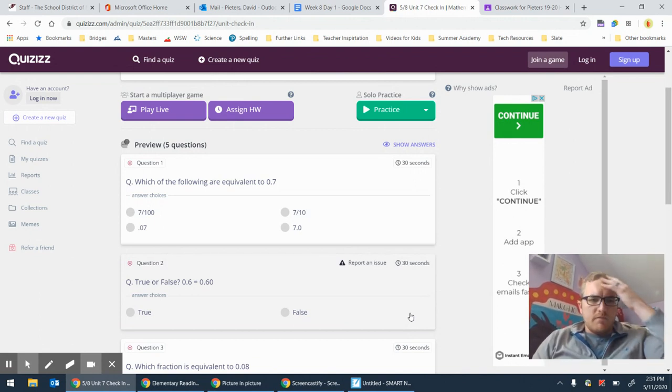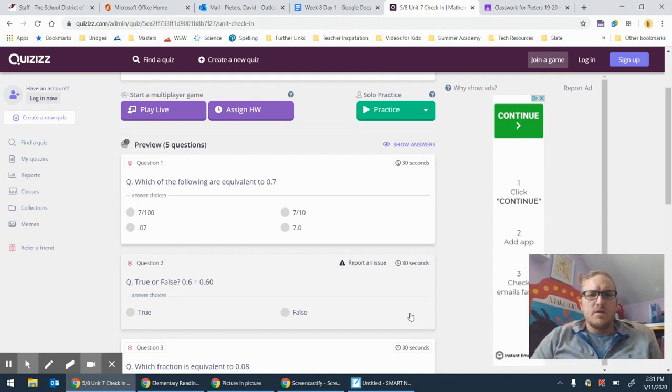So, a few things with it. Remember, we're working with decimals here and trying to find fractions that are equivalent, or decimals that are equivalent to it. So, our first question was, which of the following are equivalent to 0.7? And remember, if you were looking at your place value spots, this would be our ones. This is our tenths. So, really, when we look at it, it should be quite easy for us. It's 7/10.